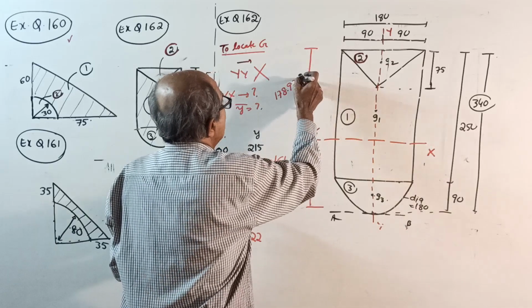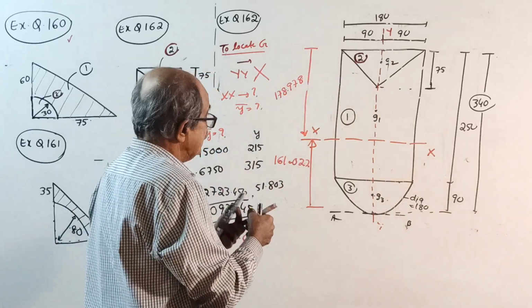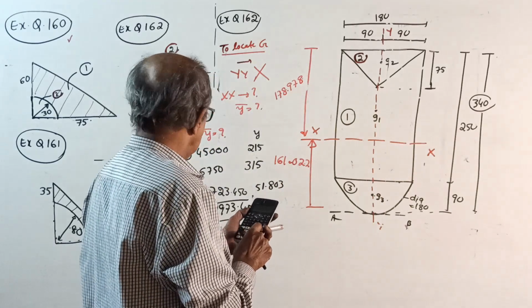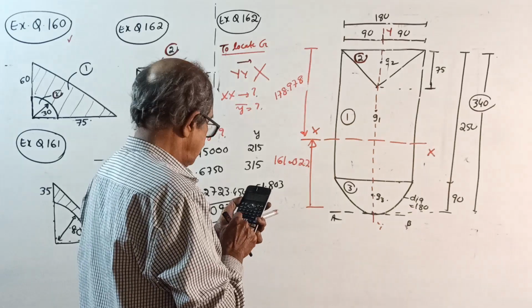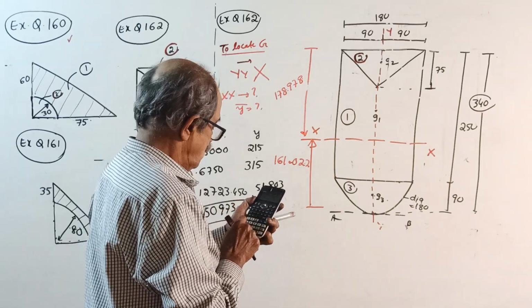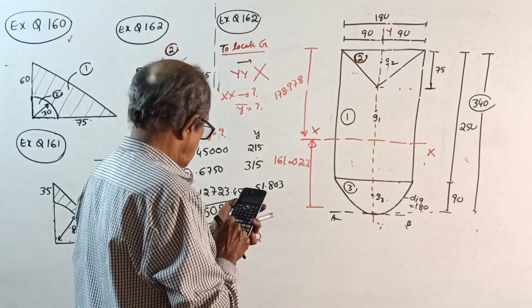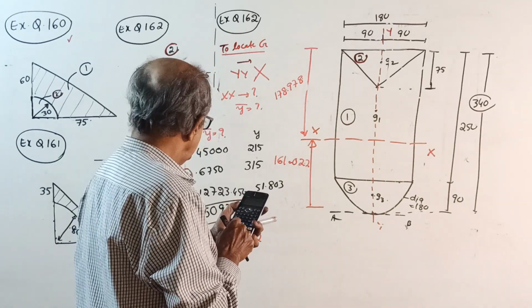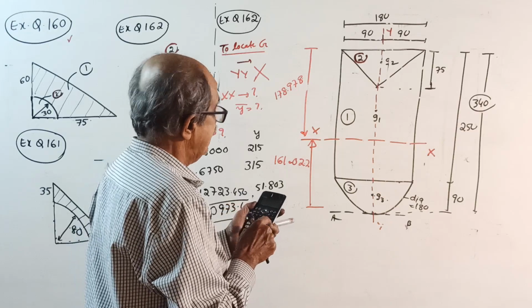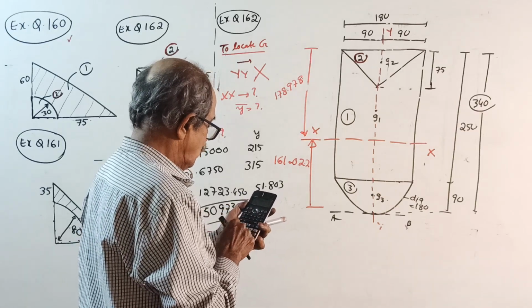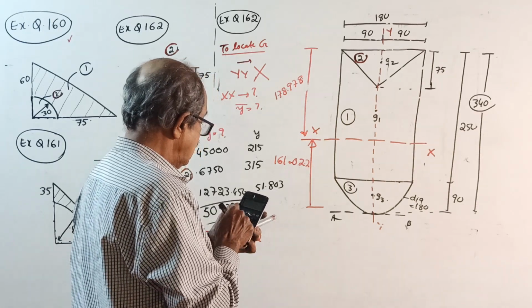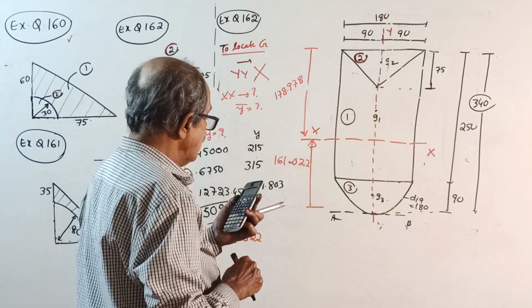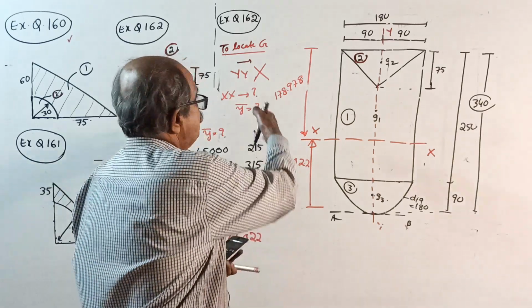Okay, now I'll do one thing. Just to be on the safer side, I will check from the top because I don't want any mistake. If I do from the top, minus 6750 into 25 plus 45,000 into 125 plus 12723.45 into bracket 250 plus 2 into 180 divided by 3 pi, divided by A. 178.978. Perfectly correct.